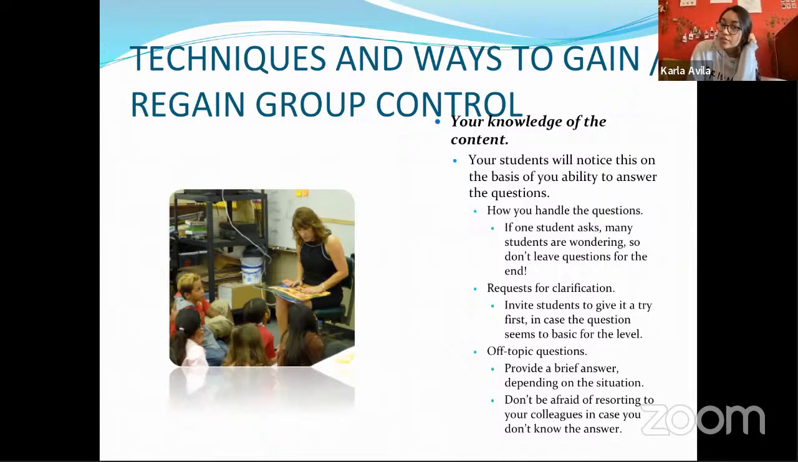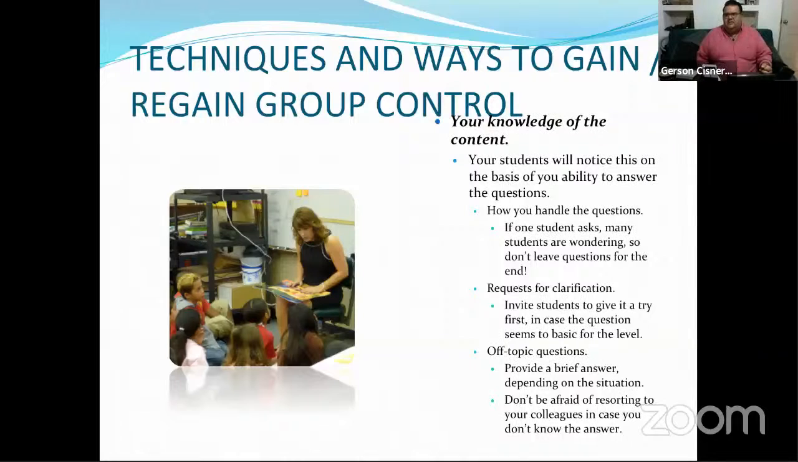Request for clarification. Invite students to give it a try first in case the question seems too basic for the level. Very good. If we check it in the last topic, right? If there is a question, we'll give them time to answer themselves. The last one is Jesse. Off-topic questions. Provide a brief answer depending on the situation. Don't be afraid of resorting to your colleague in case you don't know the answer.